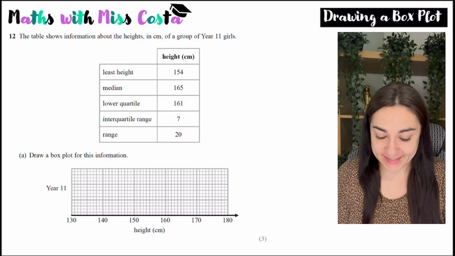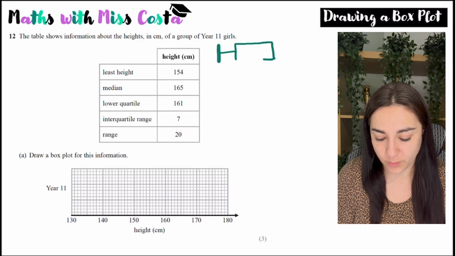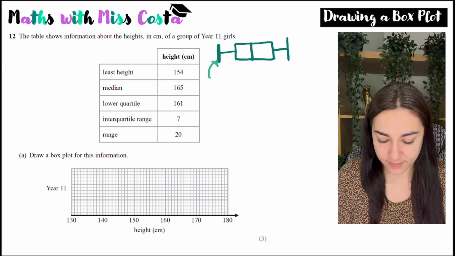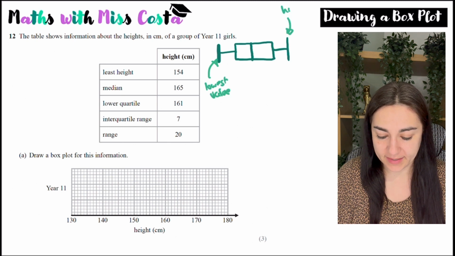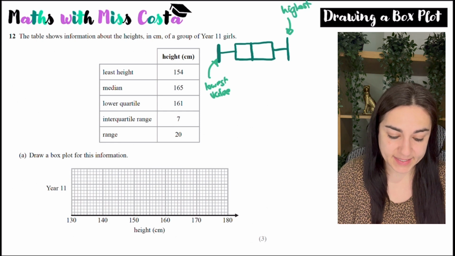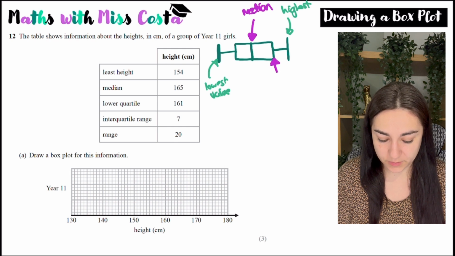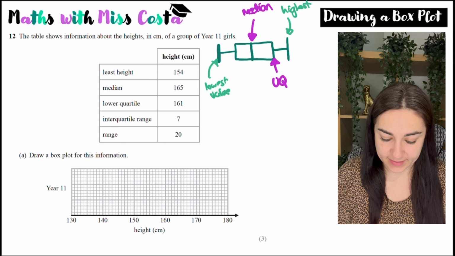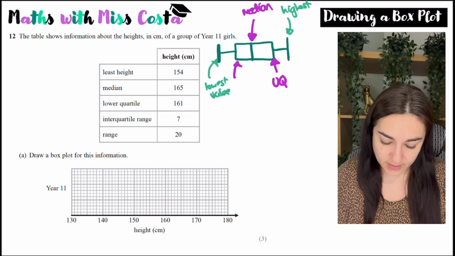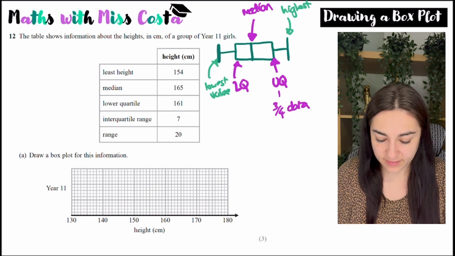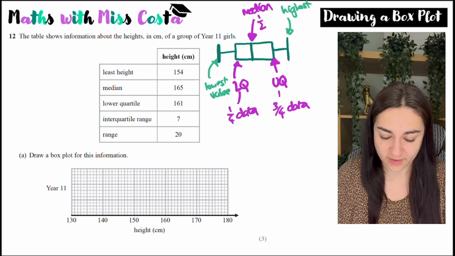Okay, so in this question, I need to draw a box plot. So just a quick recap with what we do when we have a box plot. We have a few key values. So the end of the box plot, this is the lowest value. The highest value is going to be here. The median is this middle part here. The upper quartile is the top bit of the box plot, and the lower quartile is over here. So the upper quartile is 3/4 of the data. Lower quartile is 1/4 of the data. That's why it's called quartiles, and the median is 1/2 of the data.